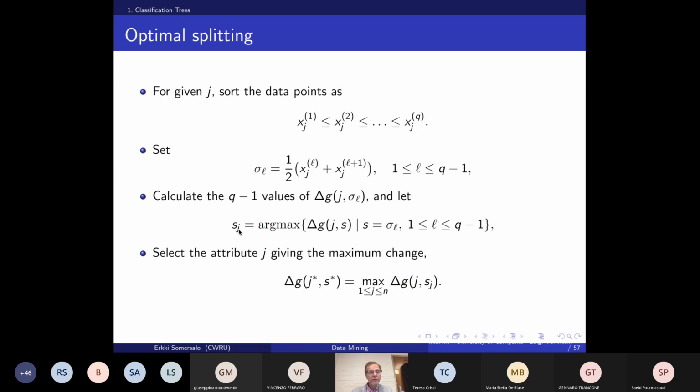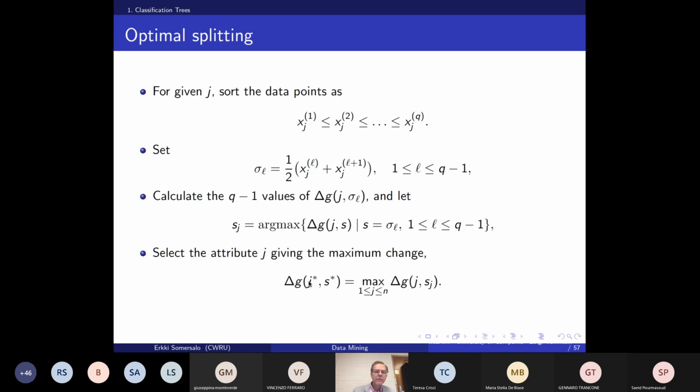Now you have these Sj's for each attribute. Okay, so here I fixed an attribute and I calculated the Sj for every attribute. And so then you go through all attributes and you pick the attribute for which this Gini index change is largest possible. And so there's an outer loop now. The inner loop is that you're skimming through the split values, and then you're skimming through the attributes.